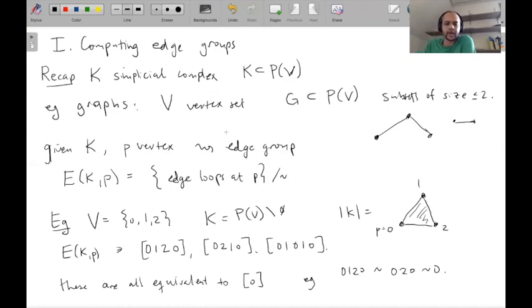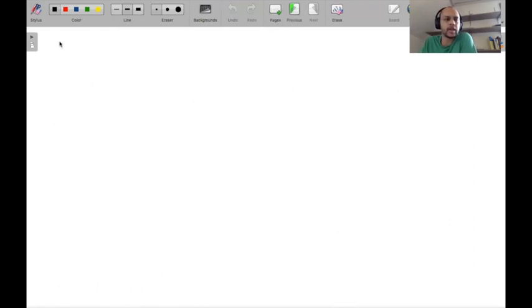So as you would expect in this example, the edge group is actually trivial. And the edge group is supposed to be a combinatorial version of the fundamental group. And we already know that the fundamental group of a disk is trivial. And so you'd expect the same for the edge group. Well, okay, so we'll see this shortly.